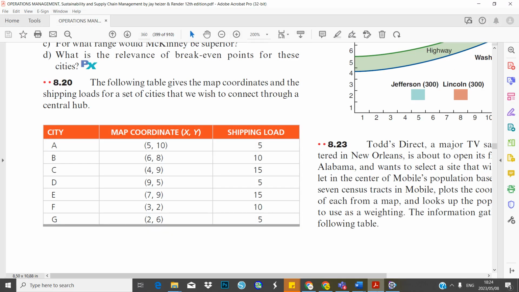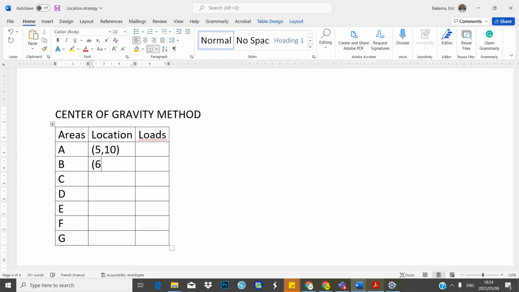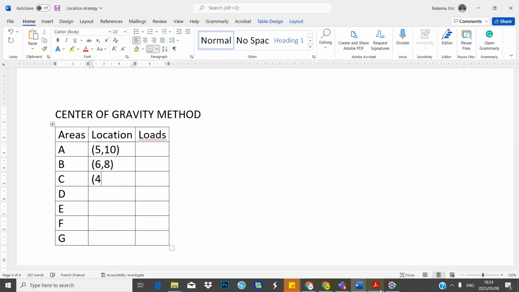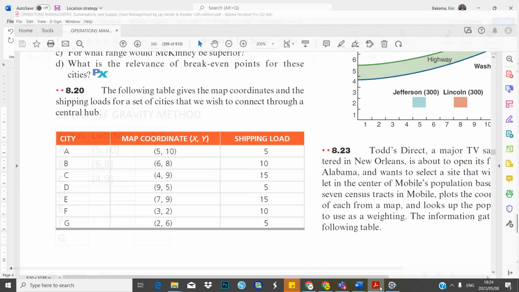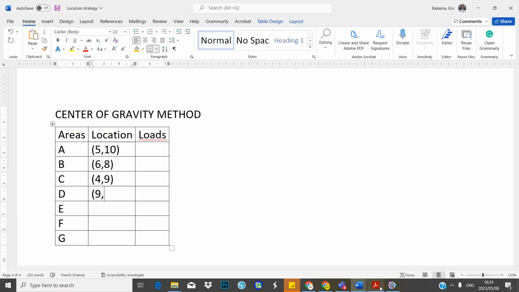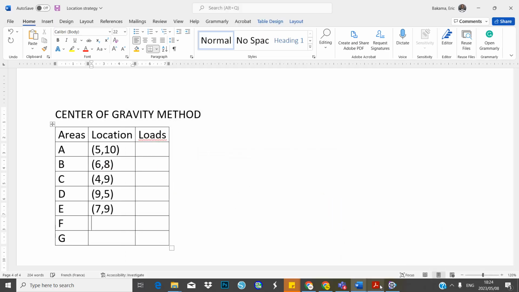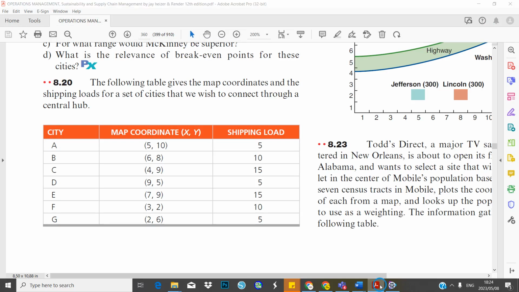After 5 and 10, we have 6 and 8. After 6 and 8, we have 4 and 9. We have 9 and 5. Then we have 7 and 9. Then we have 3 and 2. Then finally, we do have 2 and 6.